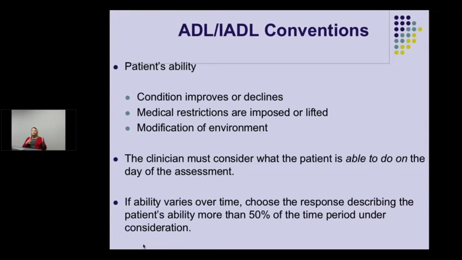We may institute grab bars in the bathroom so that they can get safely in and out of the tub. But one thing that you need to remember is that you can never assess what could be if the patient doesn't have the equipment in place. So they would then be more dependent on our assessment. We put those interventions and environmental adaptation devices in place, and then they become better, and then at our discharge they're in a better environment than they were before. If ability varies over time, you're going to choose the response describing the patient's ability more than half of the time.